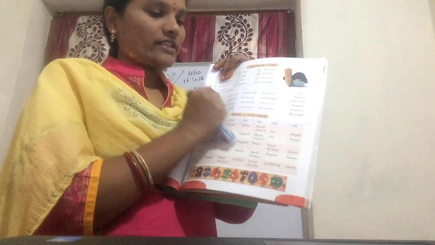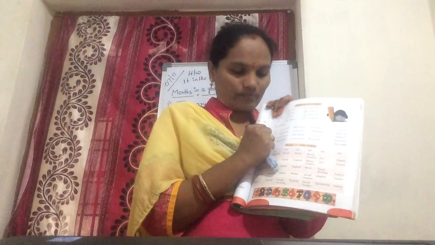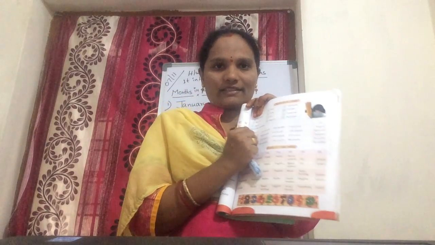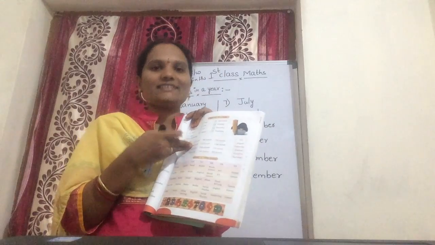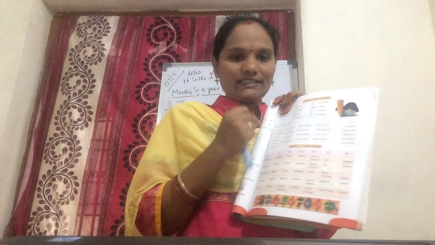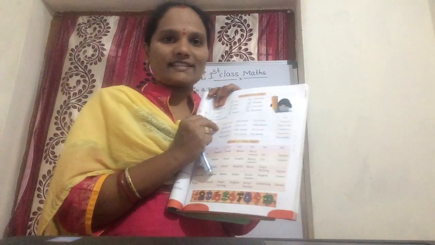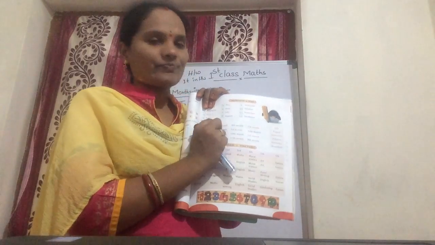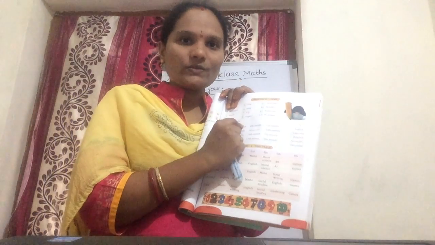Now February. What is this month? February is the second month. Where is the second month? Here it is. You match it to the second month.